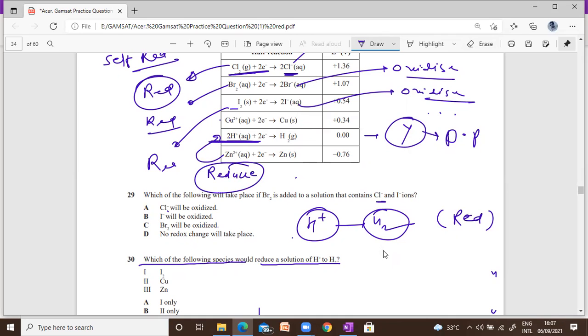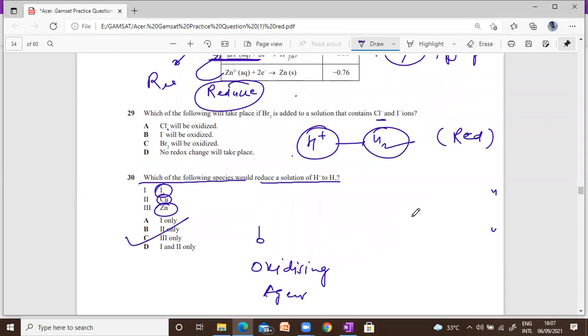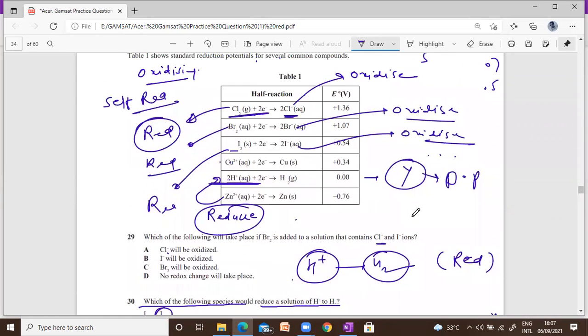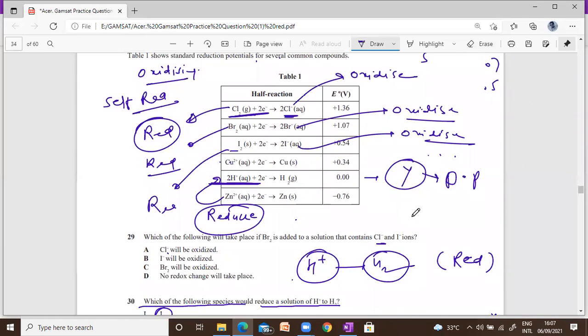And if you look at chlorine, bromine, iodine, and copper, they are above the hydrogen, so they cannot reduce. They can oxidize, so they will not reduce. So zinc is the only element which is present below the hydrogen. So zinc can reduce. So only the third should be the right choice. Now you can say this is the role of the electrochemical series. Okay, so this one is a very important concept.